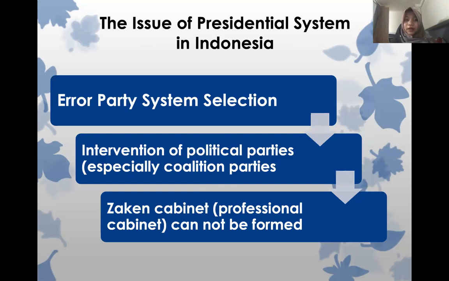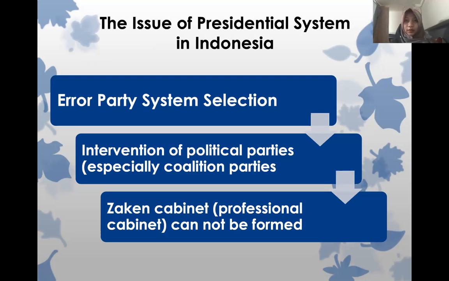First, it's about the error in party system selection. Second, the intervention of political parties, especially coalition parties. And the third one is that the Zaken cabinet, or professional cabinet, cannot be formed. These are the problems that appear in Indonesia. Even though we use the presidential system, many problems appear, like the selection of the party system, and we still have the intervention of political parties.